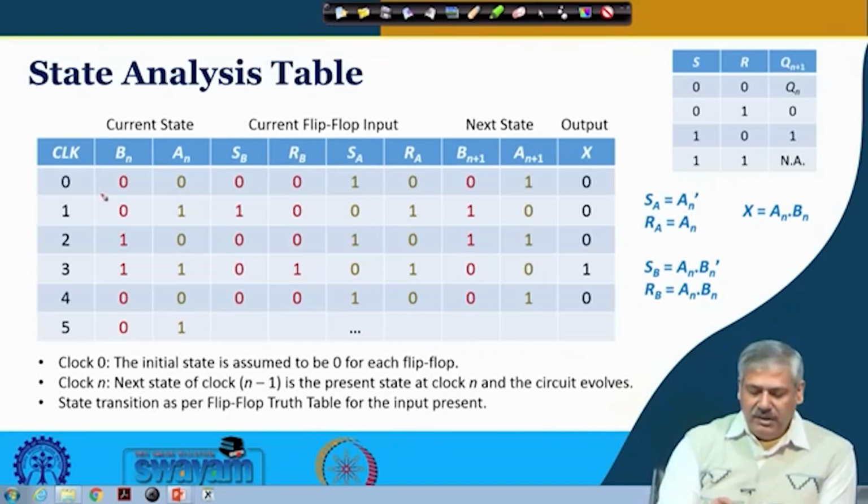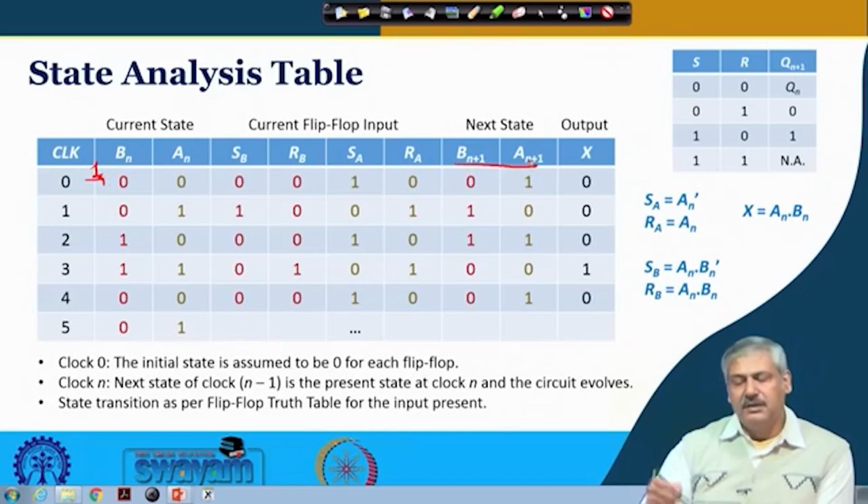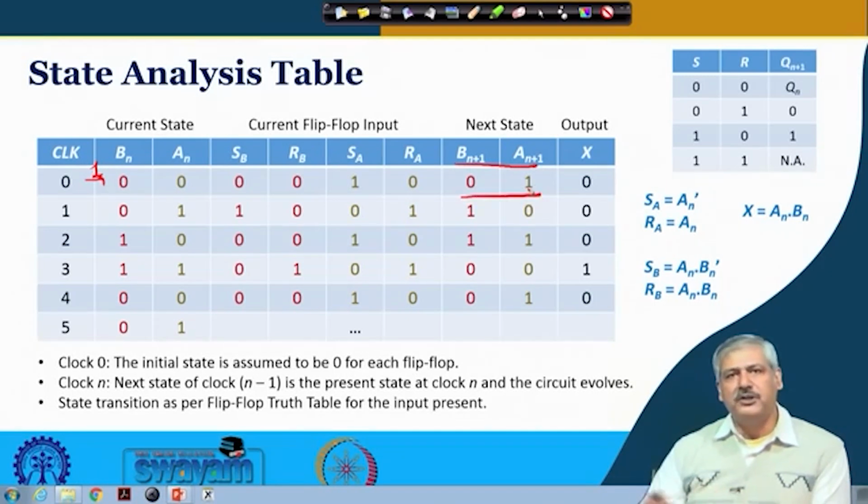So, then the first clock trigger comes. So, basically Bn plus 1 is when the clock trigger has happened. Okay. So, the value will become 0 and 1. The flip flop will move from 0 0 to 0 1.